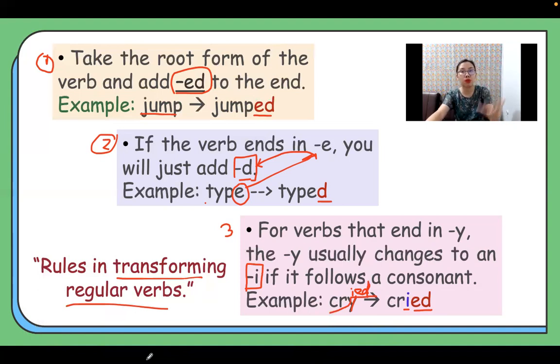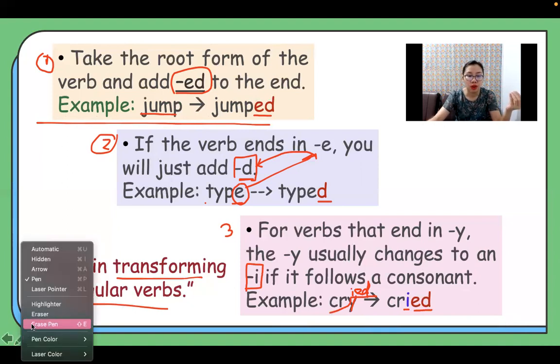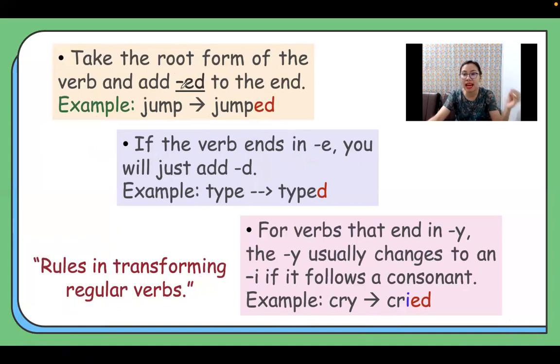So these are some of the rules if we are using a regular verb. Now you just have to remember it's either you add ed, or you add d if the verb ends with e, or you change y to i and then add ed if the word ends with the letter y and follows a consonant. When you hear past simple tense of the verb, this is the main thing that you will remember: add ed to make it past simple tense. But that is only for regular verbs.